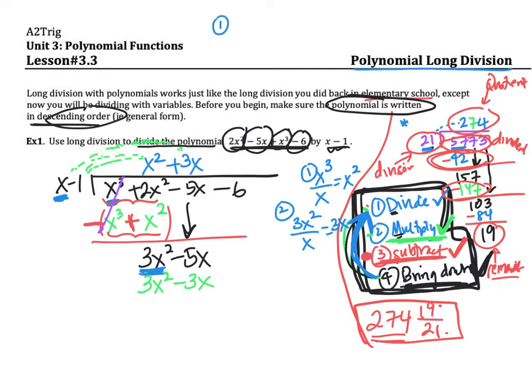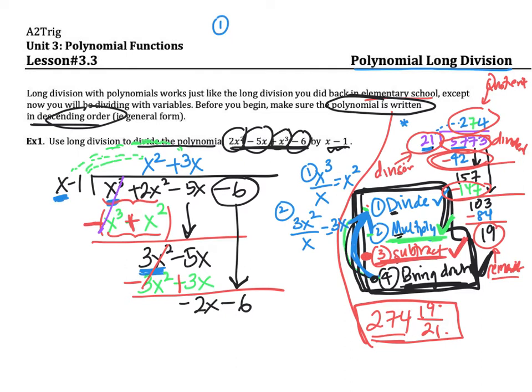My third step is to subtract. When I subtract, I change the signs. So the first terms should always cancel. If they don't, you made a mistake. They cancel, so I'm good. Then I have a negative 5x plus 3x. That is negative 2x, so I get negative 2x. And my last step is I bring down the next term, and my next term is negative 6.